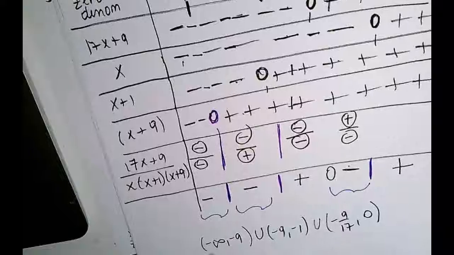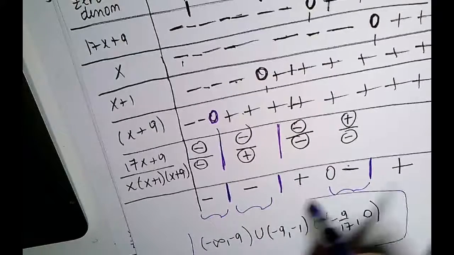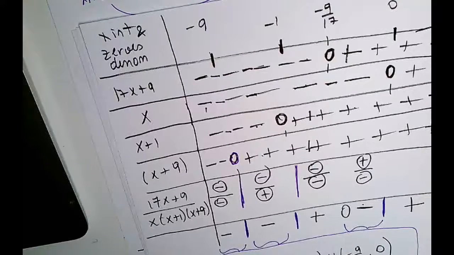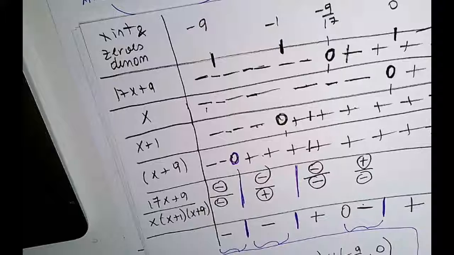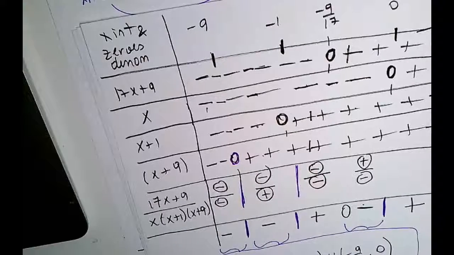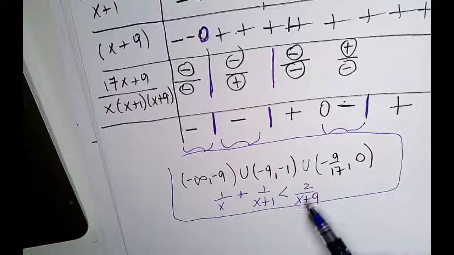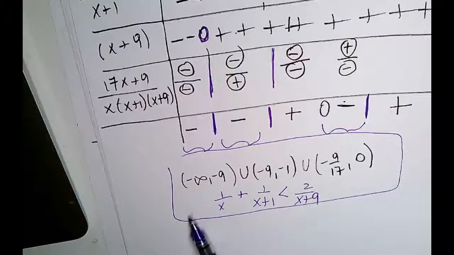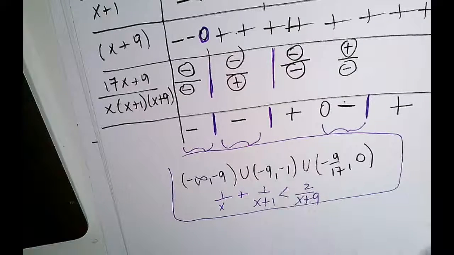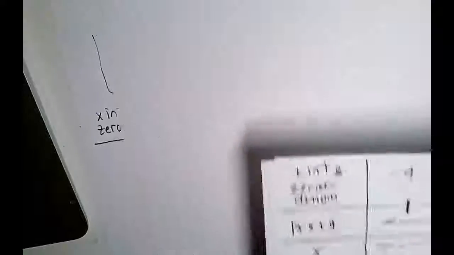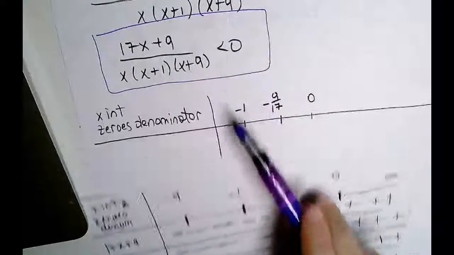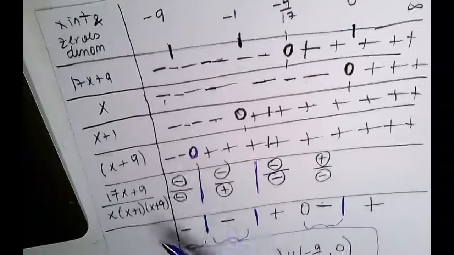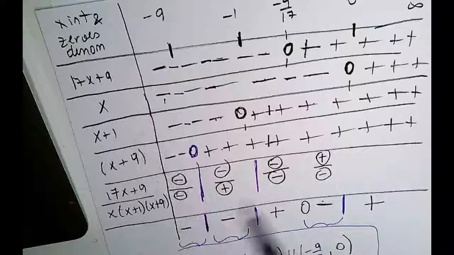So this is the solution to our beginning inequality, which was 1 over x plus 1 over x plus 1 less than 2 over x plus 9. So this is what we started with, and how did we do it? We subtracted this, and then we brought it to a common denominator, and we turned it into a rational inequality to solve, and then we solved this one by doing the table and testing the sign of each factor individually.